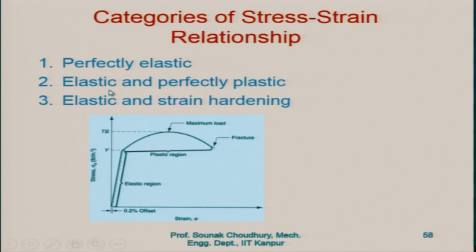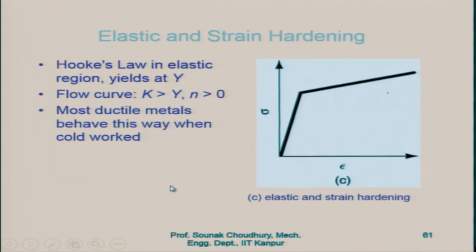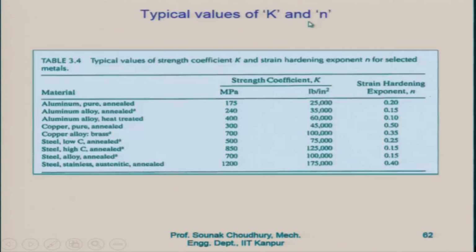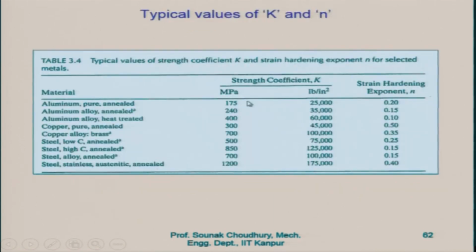Depending on the material, we can have elastic and perfectly plastic material behavior when the material is heated above the temperature of recrystallization, or we can have elastic and strain hardening, which is the case for most ductile materials when they are cold worked without heating the material. Typical values of K and n: K is the strength constant or strength coefficient, n is the strain hardening exponent. These are the values you can see.